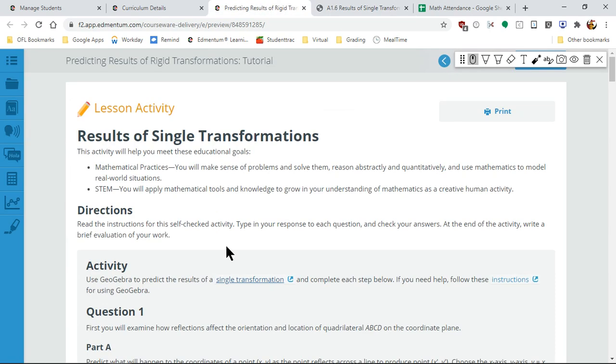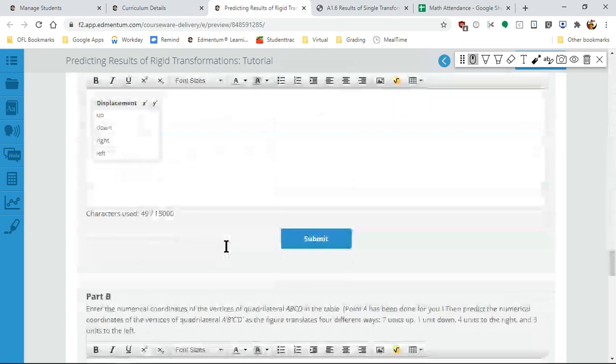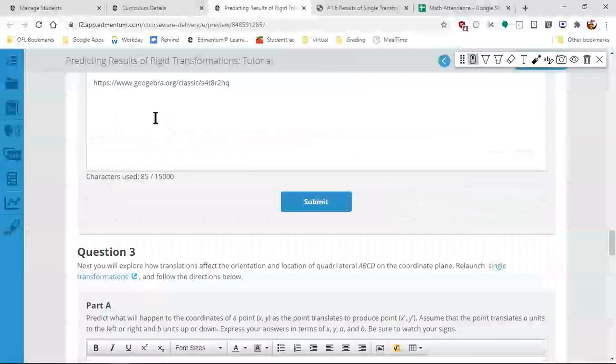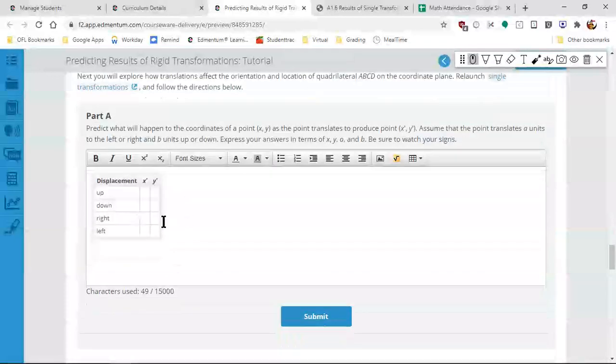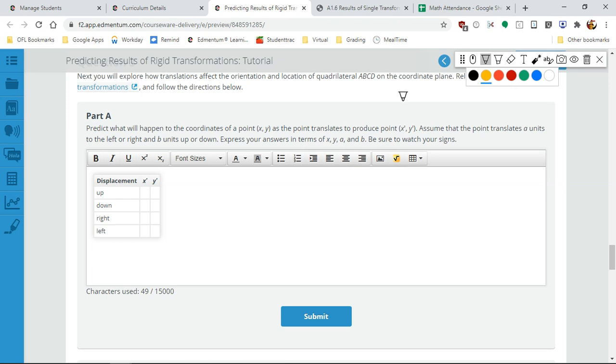So first things first, this thing makes us want to go up. So what are we going to do when we add? They want us to add a B, right? Express your answers in terms of A, B. So think of it this way. We're going to use A when we're going left and right. We're going to use B when we're going up or down.